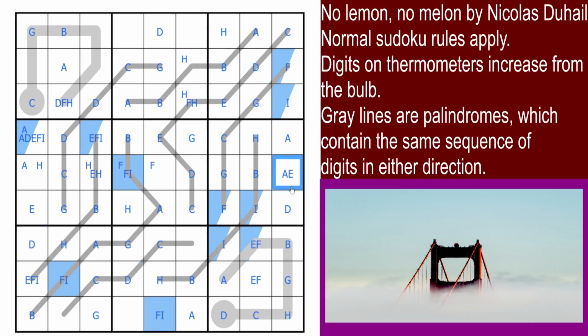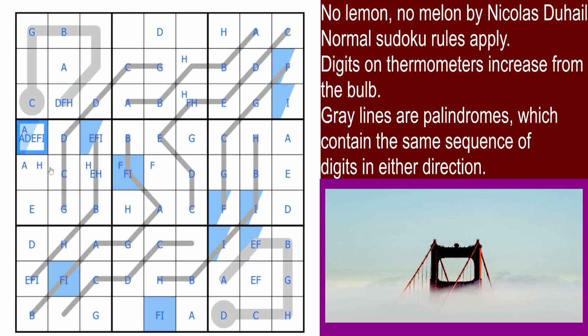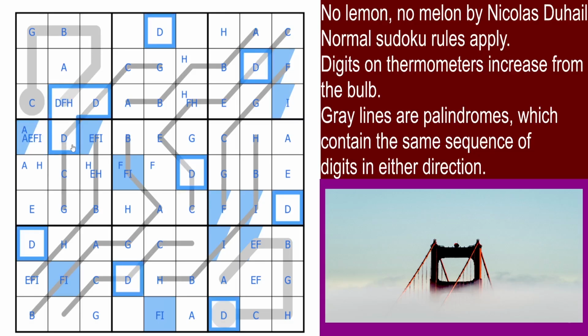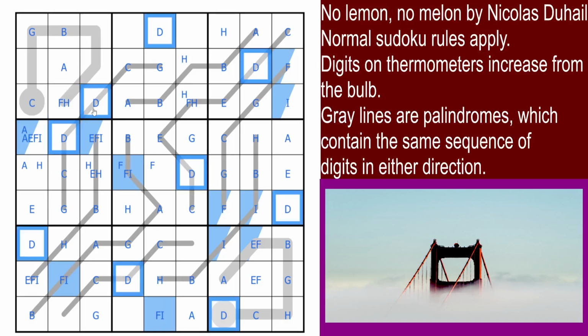That's A. And that's D. That's D, right? So that cannot be D. I think we got all the D's, right? That cannot be D. Yeah, we got all the D's. Alright.